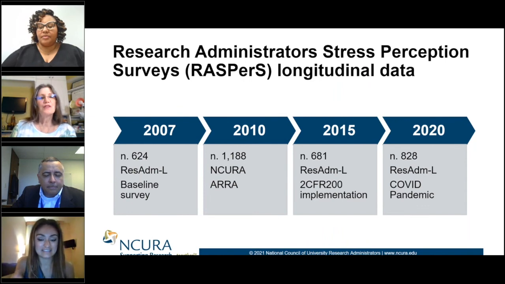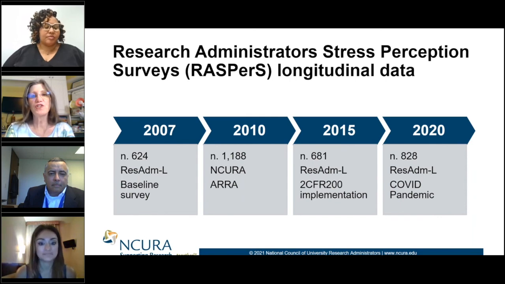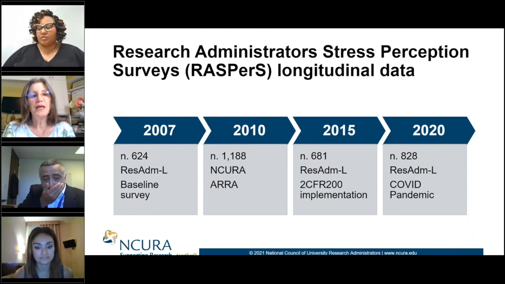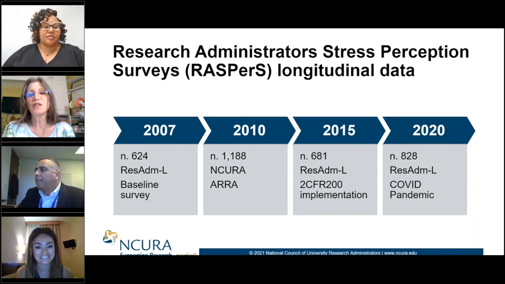Good afternoon. Many of you may have participated in the longitudinal study on research administration known as RASPERS, the Research Administration Stress Perception Surveys. Those began in 2007 and have been repeated in 2010, 2015, and 2020. And each time we had one of those surveys, there was something unique going on in research administration. In 2007, it was during the doubling of the NIH budget. 2010, it was ARRA. 2015, it was the implementation of the Bear Claw of CFR 200. And in 2020, of course, we had the COVID pandemic.